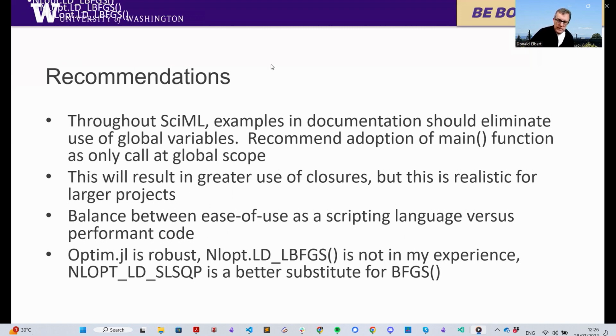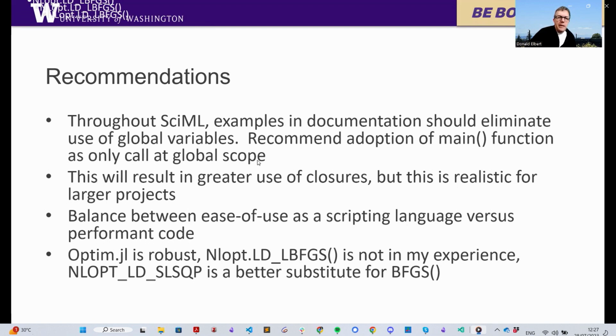So some recommendations moving forward. First off, I would say the documentation really should eliminate global variables. Let's set people up to write performant code from the start. Granted, it's going to make the barrier to entrance a little bit higher, but I think if it's explained clearly, that in the end, people will benefit. Again, it's this benefit, ease of use of the scripting language versus having performant code.